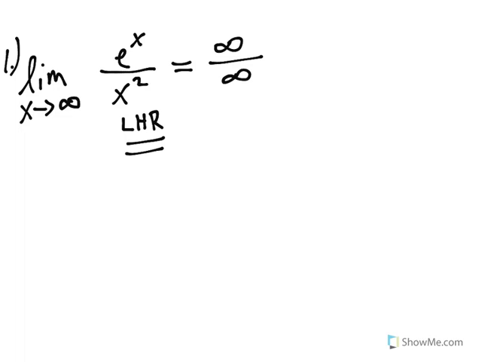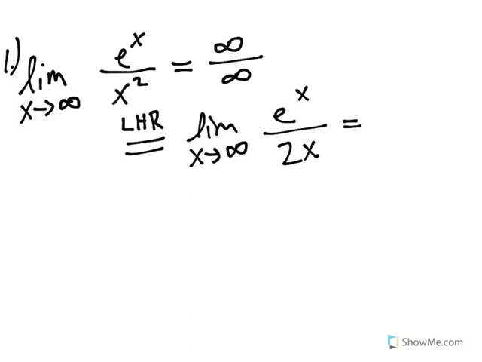So L'Hopital's rule says take the derivative of the top. I still need my limit here, by the way. Still got to carry that along. So the limit as x goes to infinity of e to the x on the top, and then on the bottom is 2x. Now here's a problem with this. That would be fine if we could plug in and keep going, but when you plug in infinity, you again get e to the infinity over 2 times infinity. You get infinity over infinity again.